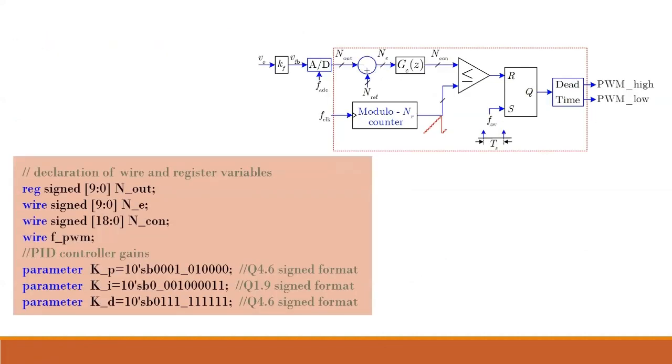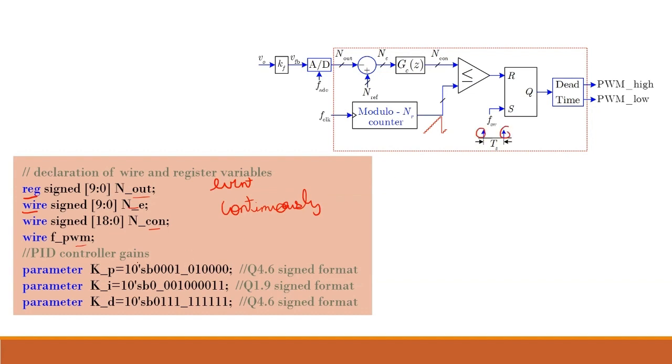Now in the module, some are registers and some are wires. A register can only change its value based on a particular event which is occurring. But a wire can change its value continuously. Similarly, ncon, ne, nout are these variables. This is a PWM signal, that is this signal.